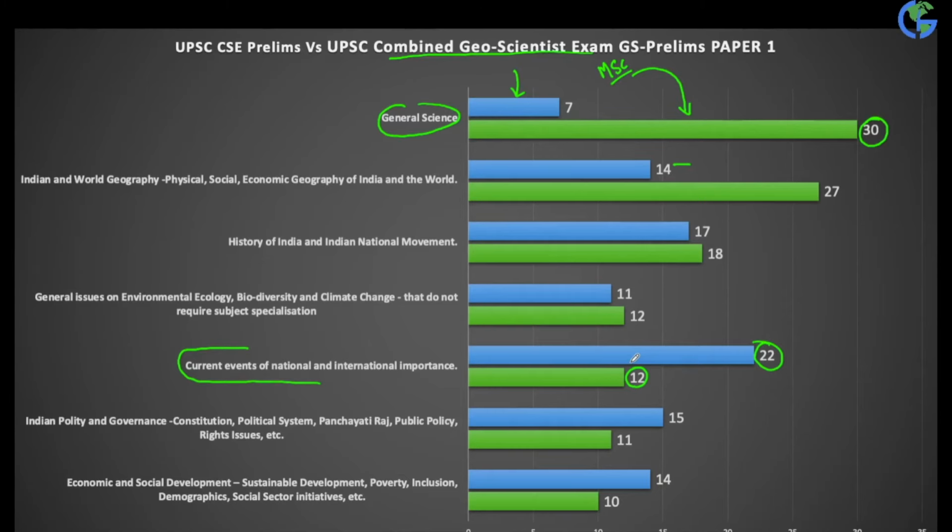So you need to have a different kind of preparation for the prelims examination of Geo-Scientist, because science and geography itself account for around 57 questions, which is half of the question paper, right? And that is not the case in the prelims of the civil services examination. So these things you can see. And among the other topics, you see the topics which are not related to science have more questions in the civil services prelims, whereas geography and science, as you have seen, and ecology have more weightage in our Geo-Scientist examination prelims.